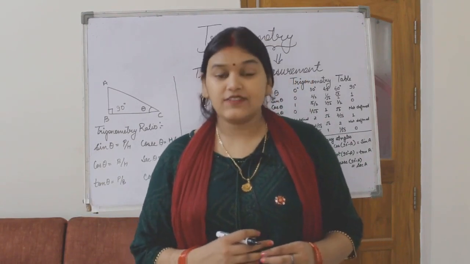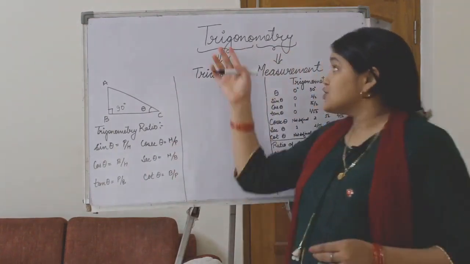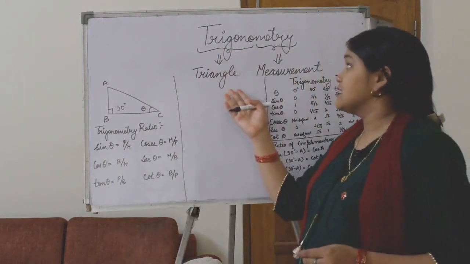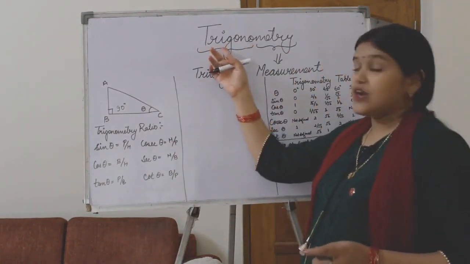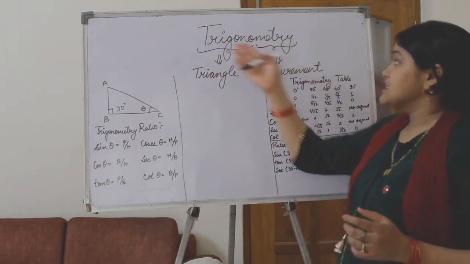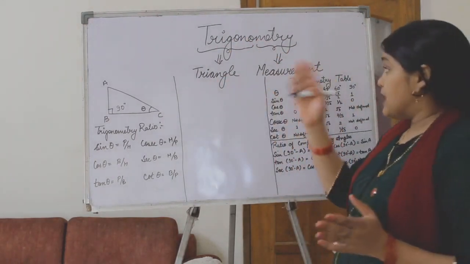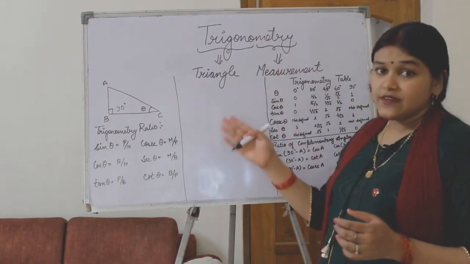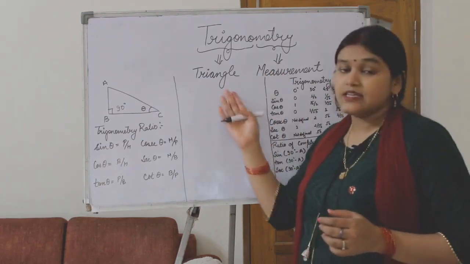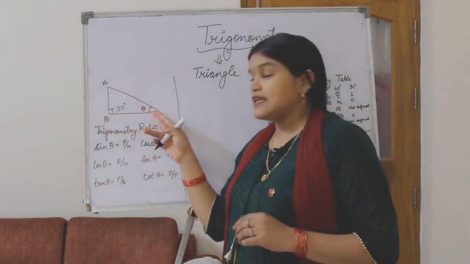Without wasting our time, let us start today's topic, that is trigonometry. Trigono means triangle. Tri means three, gono means side, and metry means measurement. Three sides represent basically a triangle. The branch of mathematics in which we deal with the measurements of triangles is known as trigonometry. It is basically based on a right angle triangle.